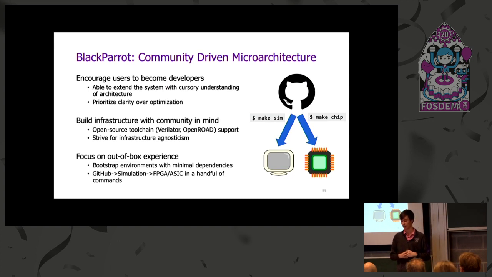Second is building a development infrastructure based on freely available CAD tools. This lowers the barrier of entry so that hobbyists and researchers are able to get up and running with the system. And last is focusing on the out-of-the-box experience. Users should be able to go from GitHub to simulation or even ASIC in only a matter of a few clicks, without having to debug toolchains or install proprietary software.